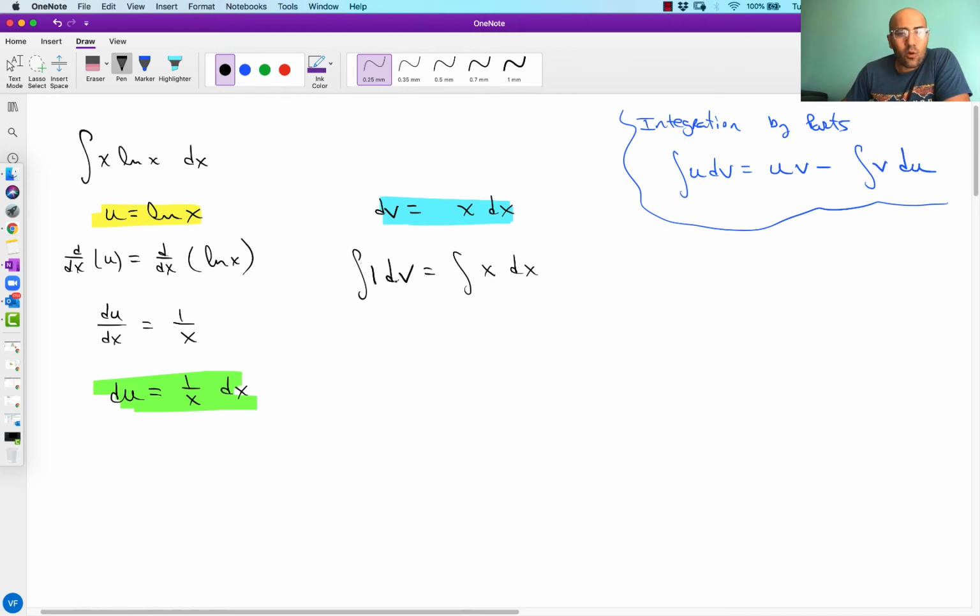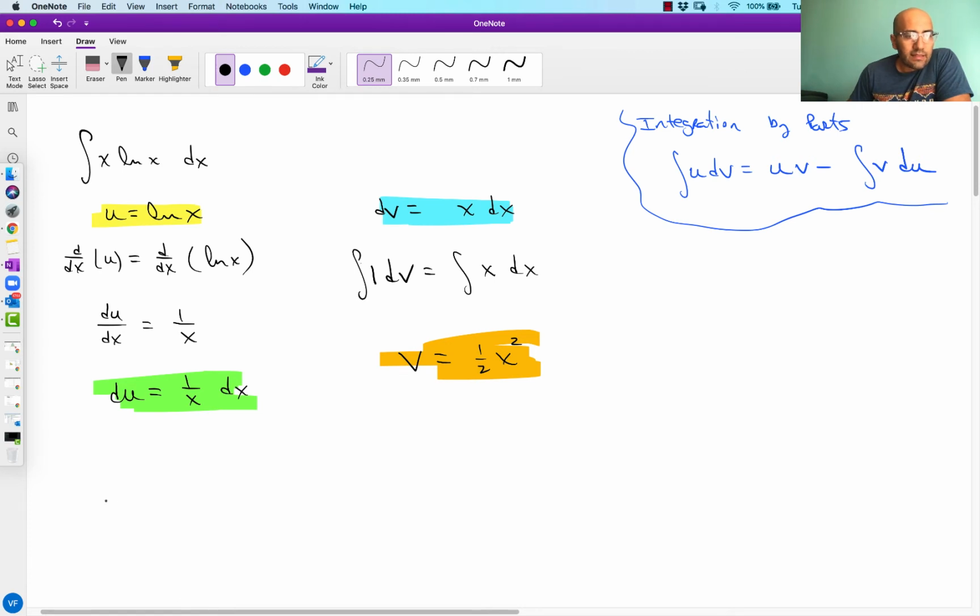And the integral of 1 dv is just going to be equal to v, and the integral of this one is going to be equal to 1/2 x to the second power. Don't worry about constants. Constants don't matter here. We'll get the same answer anyway. So now we have everything we need to fill in this little formula. So let's fill in that formula.